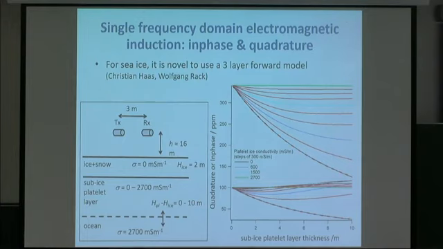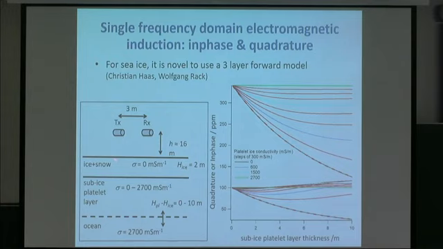Rosie is a single frequency electromagnetic induction device. So she, rather than having multiple frequencies, only has a single frequency, but we have two measurements: an in-phase and a quadrature measurement. It's usual when sea ice thickness is measured to have a two-layer model, but Christian Haas and Wolfgang Rack have run a three-layer model. So let me just say what the three layers are. We have a transmitting and receiving coils separated by about 3 meters and at a height of about 16 meters above the sea ice.